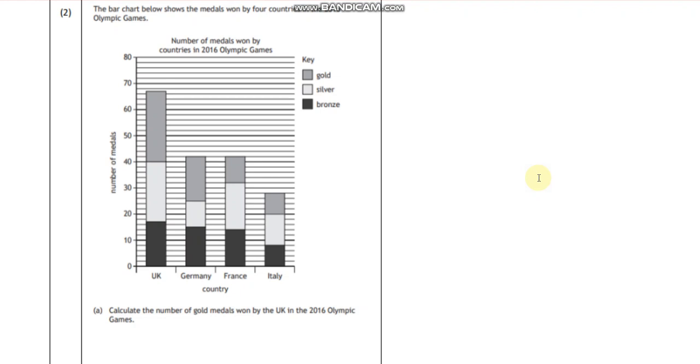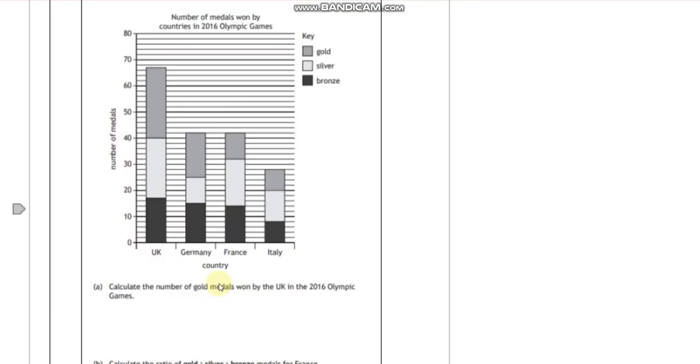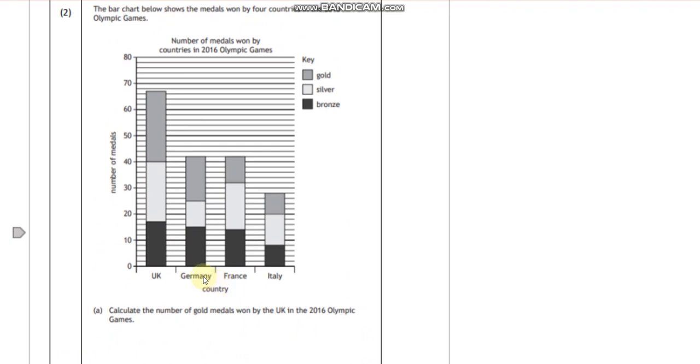So we've got the bar chart, which shows medals won for each country for the 2016 games. The UK did very well, and we're going to calculate the number of gold medals won by the UK in that time. And then we've got a ratio question. We'll talk about ratio after. We'll just look at our medals first of all.